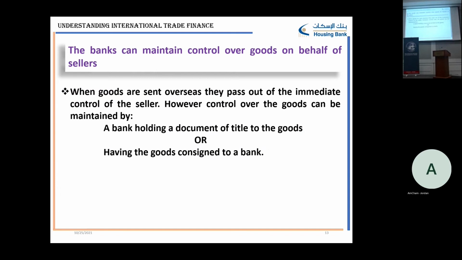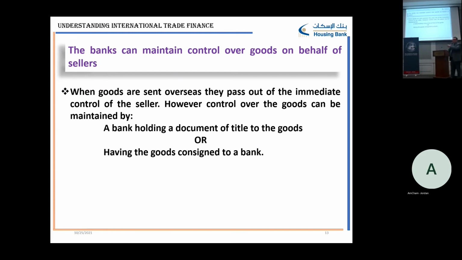Okay, what else can banks play in this regard? The bank can take control over the goods. As you know, once the supplier exports the goods, they become out of his control because he ships them with a carrier overseas. It is a long distance.